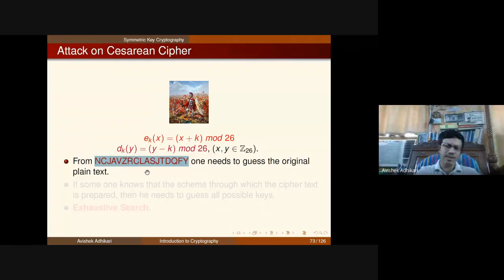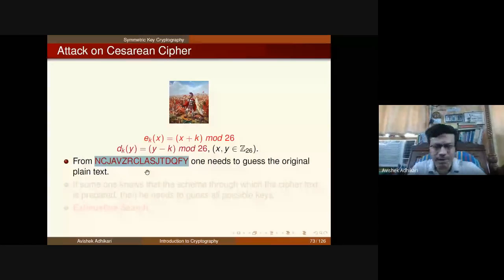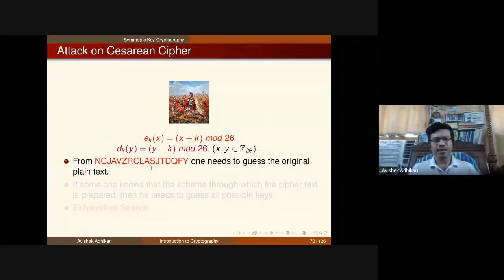You don't know the value of k, but you know how Julius Caesar prepared this scheme. So you have the ciphertext. Now if I ask you the question, how will you decrypt this? How many maximum steps can you take so that you can get the information back? Any idea?